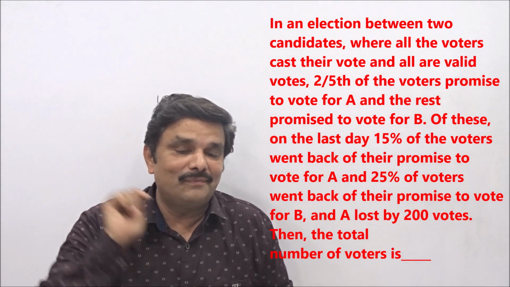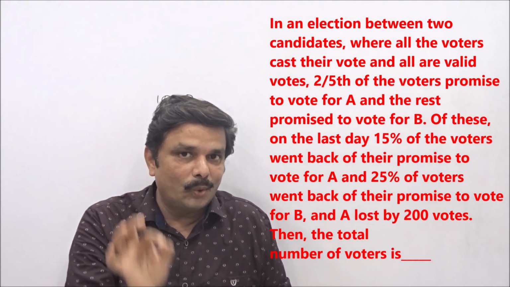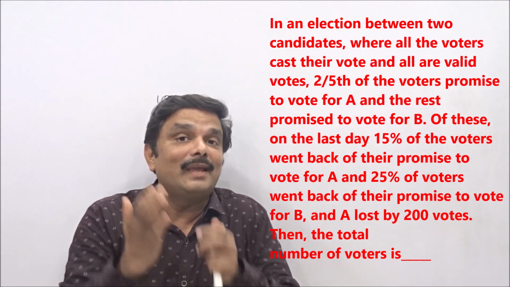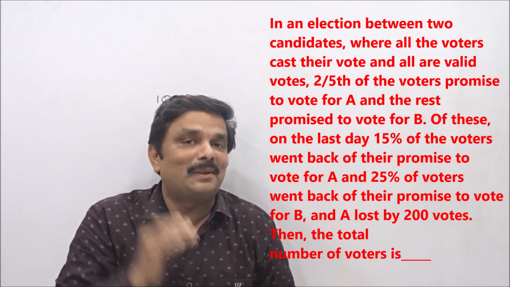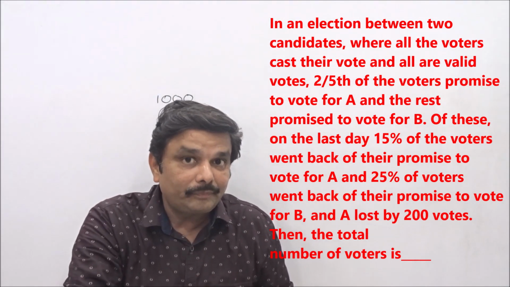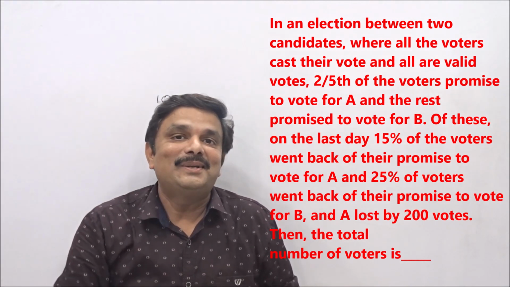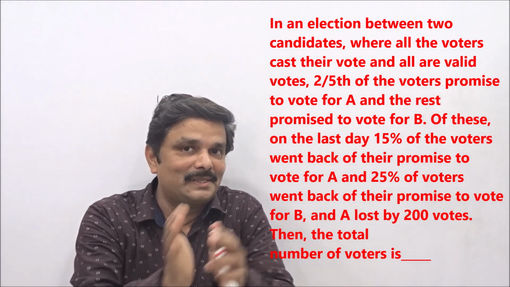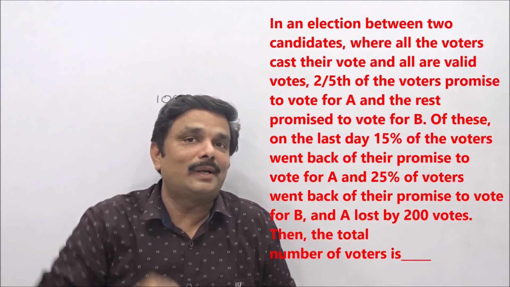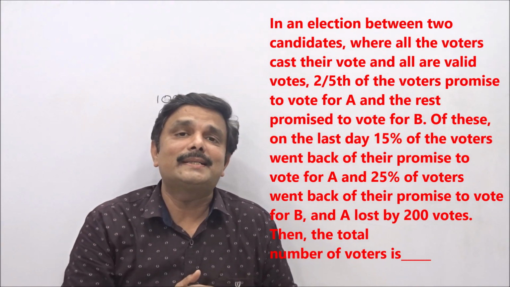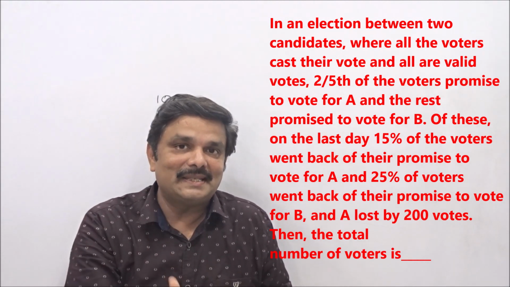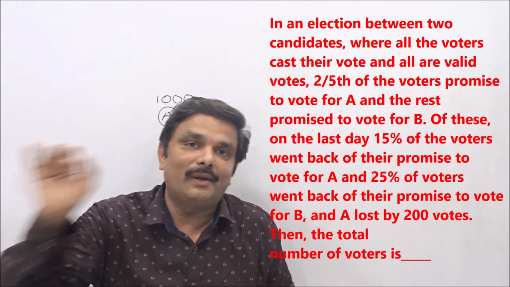Many students may be confused here. 15% of the voters, from those voters who have promised to vote for A, they went back on their promise. That means these 15% did not vote for A, but they have voted for B. So A lost in two ways. 15% have not voted for him. They voted for B. How do we come to that conclusion? Because there are only two candidates. All are valid votes. Everybody cast their votes. That means 15% have not voted for A but voted for B.